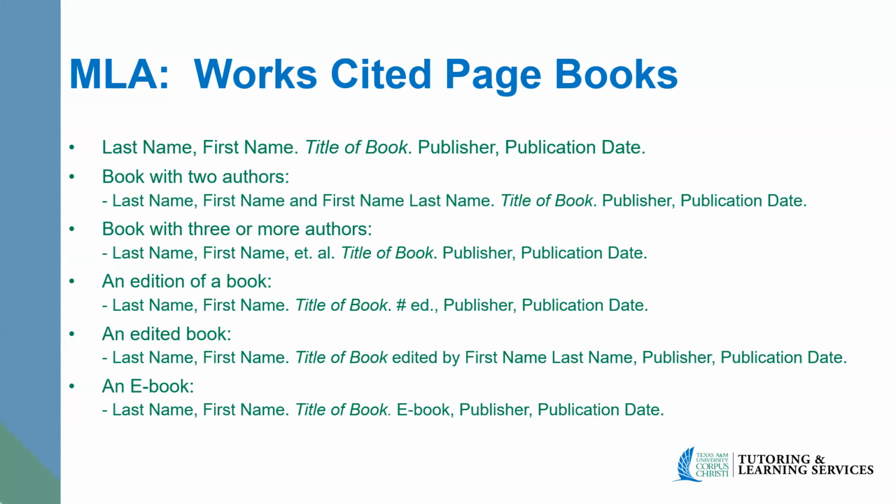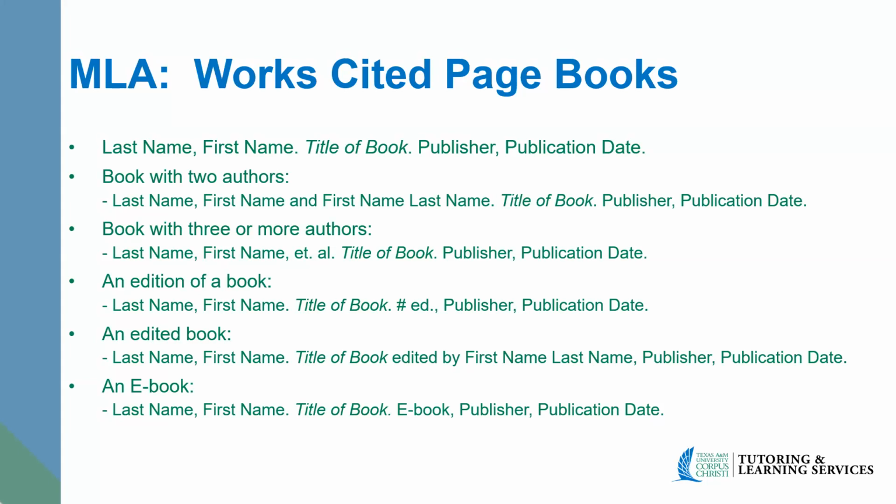With three or more authors, though, you just name the last name, the first name, and then you put "et al." after the comma after the first name. You'll have the title of the book, the publisher, and then the publication date. An edition of the book will be last name, first name, the title of the book, period, the edition number, the publisher, and the publication date. An edited book will have the last name, first name, the title of the book, edited by, first name, last name of the editors, the publisher, and then the publication date.